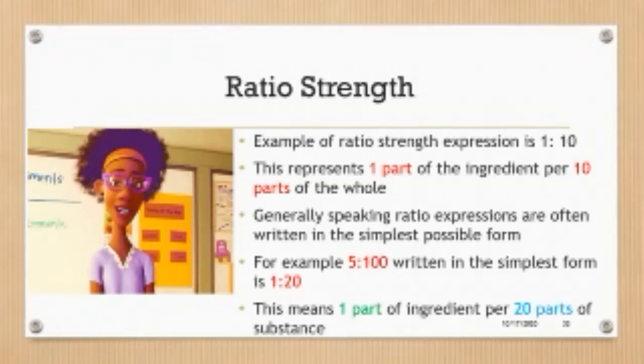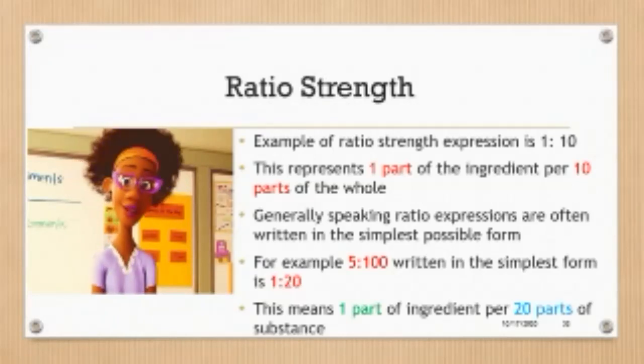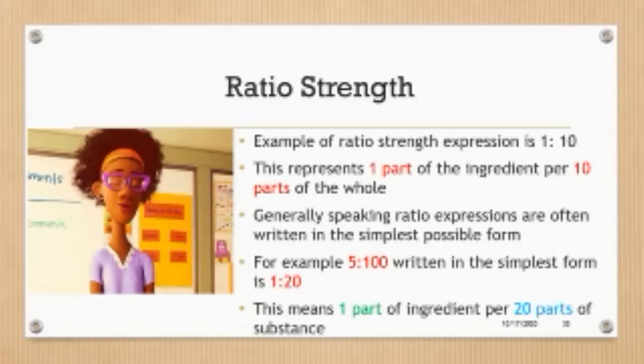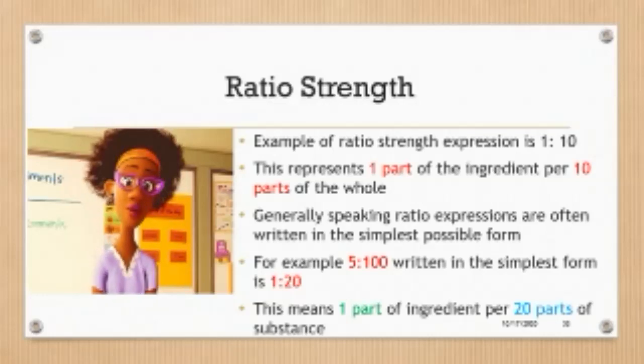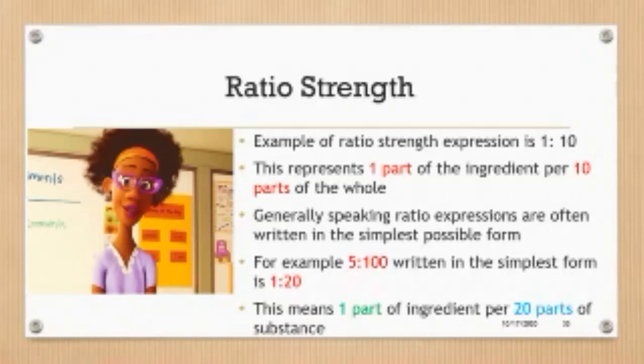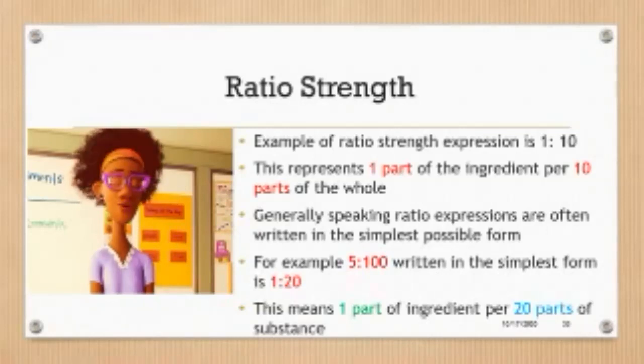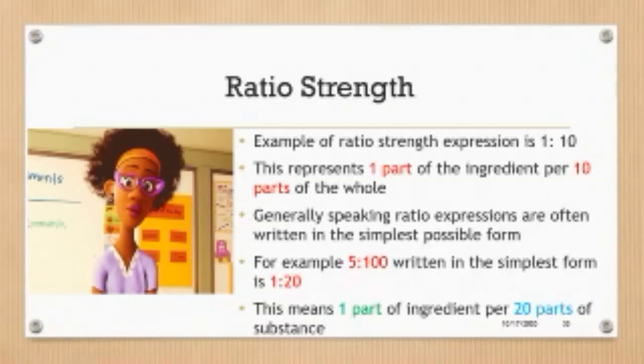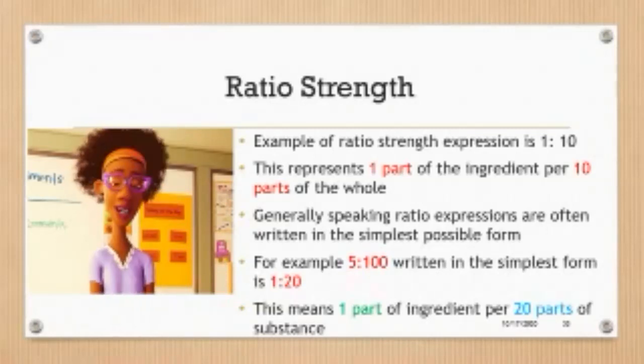An example of ratio strength expressed as 1 in 10 represents 1 part of the ingredient per 10 parts of the whole. So what it means is that out of a 10-part whole mixture, 1 part is going to be that ingredient. Generally speaking, ratio expressions are often written in the simplest possible form. So a ratio strength of 5 to 100 is correct, but it is normally written in the simplest form, which is 1 to 20. Of course, how did we get 1 to 20?